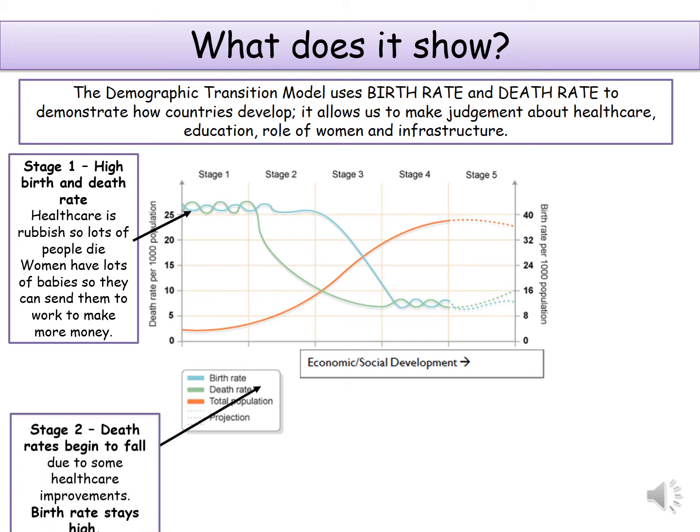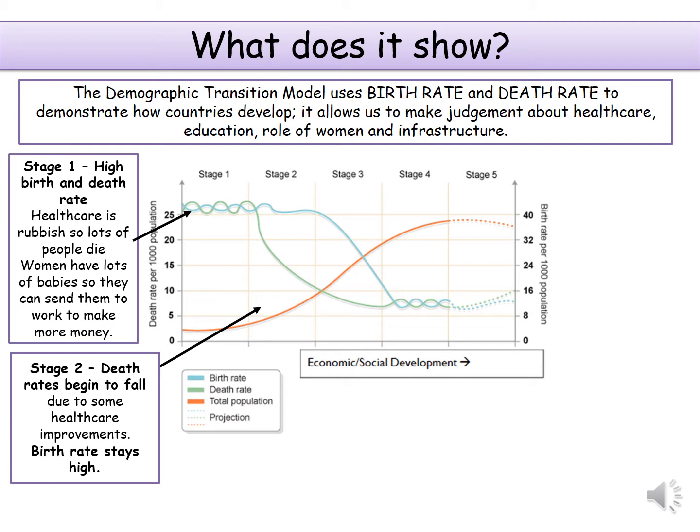If we then move into stage 2, something starts to happen. This death rate line, this green line, starts to fall, and that tells us that there are some healthcare improvements. There might now be some vaccines so you don't die of disease. There might now be some clean water so you don't get diarrhea all the time. Birth rate stays really high because women are still having lots of babies because they don't really have anything else to do.